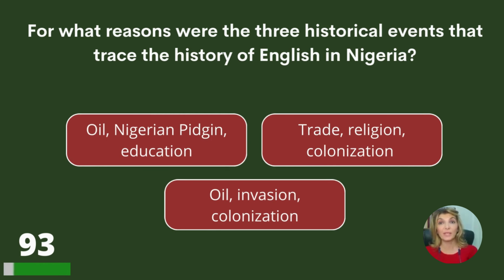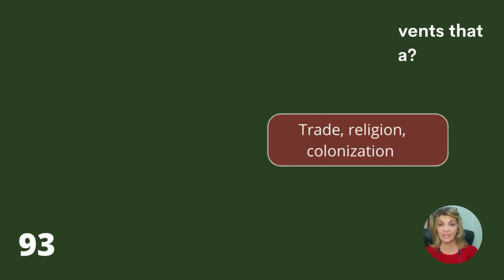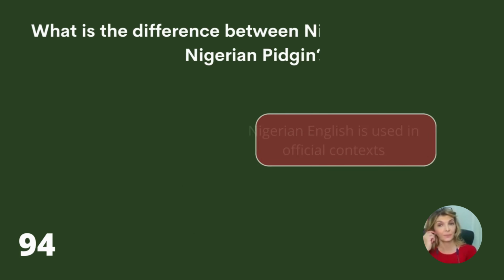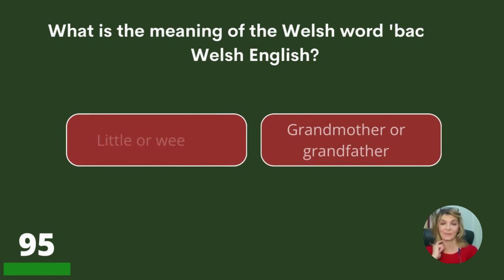What are the three historical events that trace the history of English in Nigeria? Oil, Nigerian pidgin, and education; trade, religion, and colonization; or oil, invasion, and colonization? Trade, religion, colonization. What is the difference between Nigerian English and Nigerian pidgin? Nigerian English is spoken by the educated population. Nigerian English is used in official contexts, or Nigerian pidgin is used in official contexts? Nigerian English is used in official contexts.